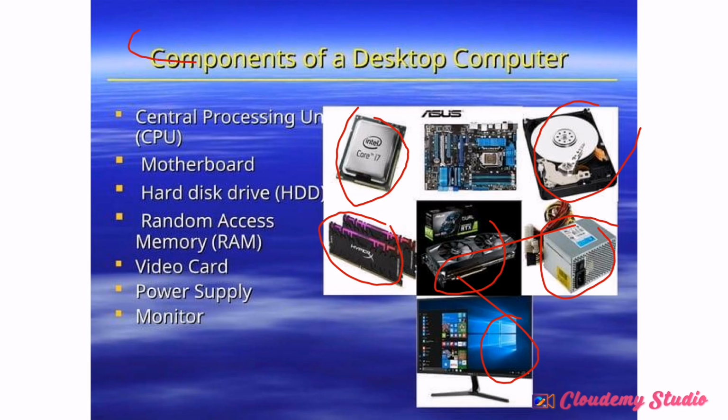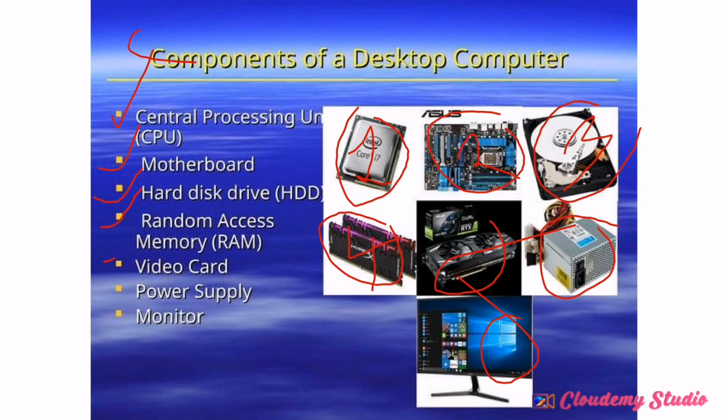Okay, let's proceed. So we have the central processing unit. Central processing unit is this one, the one I've mentioned. I'll mark it as 1. Then motherboard, this is the very motherboard. I'll mark it as 2. Then we have a hard disk. This is the hard disk. I'll mark it as 3. Then we have random access memory, RAM, the one I was talking about. These are the RAMs. I'll mark it as 4.